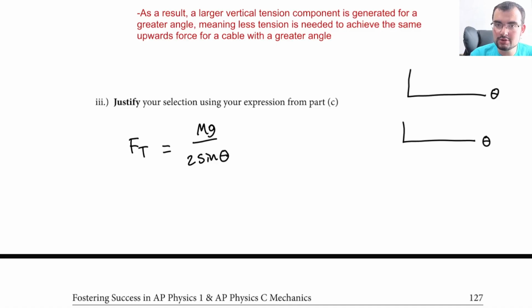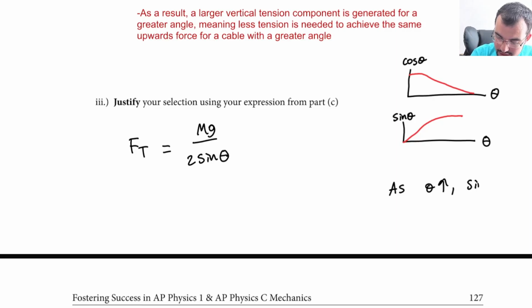So remember that cosine represents the adjacent component and sine represents the opposite component. So if we graph cosine theta and sine theta as a function of theta from 0 to 90, if theta is 0, it is perfectly horizontal, and if it's 90, it's vertical. So my horizontal component is going to decay like this, whereas sine theta is going to do the opposite. So all this is to say that as theta increases, sine theta also increases because your cable is becoming more vertical.